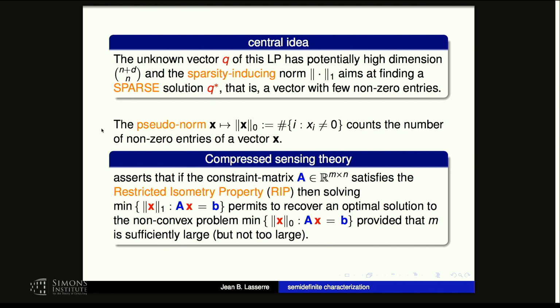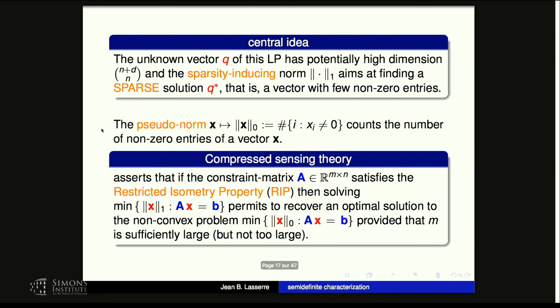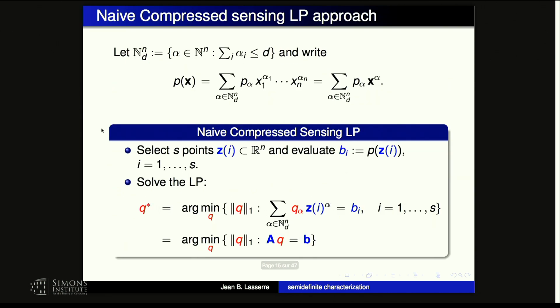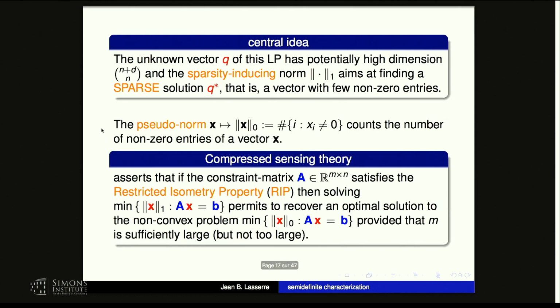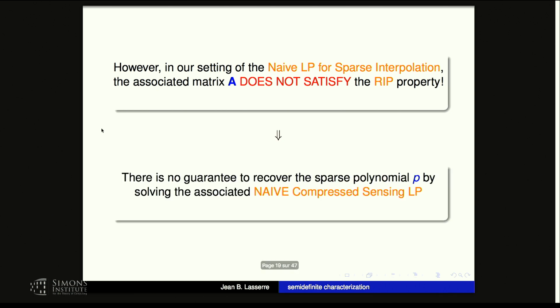It's a sufficient condition, it's not necessary, but to be sure that you recover your polynomial, if A satisfies this property, indeed you recover your polynomial. Okay? But for sparse polynomial interpolation, it does not satisfy it in our setting. That's why I call it naive LP, because in this case, if you try to recover your polynomial by solving this, your matrix A does not satisfy the restricted isometry property. Okay? So you can still try, it works sometimes, but you have no guarantee. Okay?